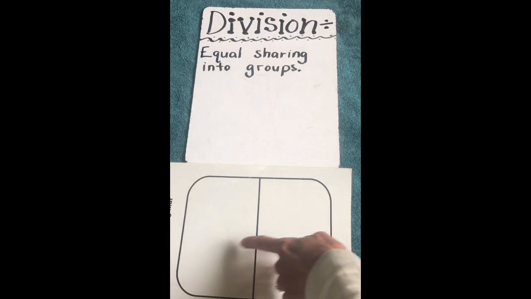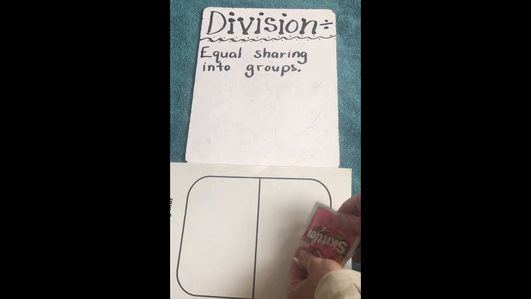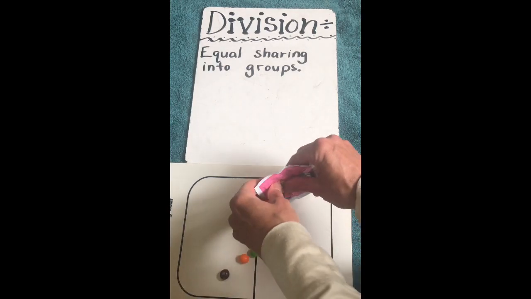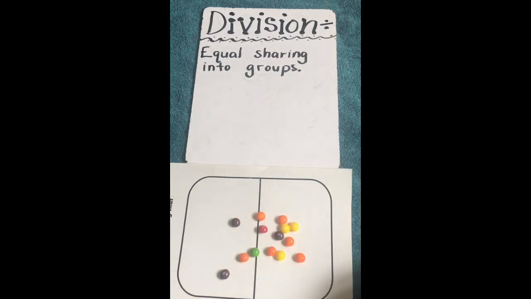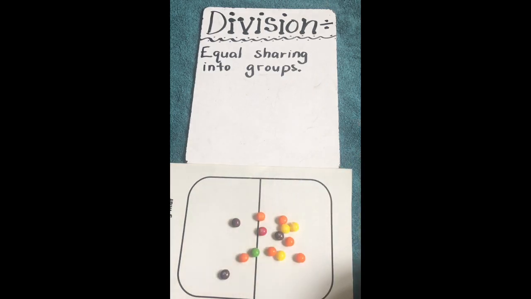So I'm going to first start off with two groups, and here's why. I have some Skittles. Yum, I love Skittles. But I thought I'd share some with my friend because I like my friend and I really want her to be happy too. So I'm going to share my Skittles in two groups, one for me, one for her.